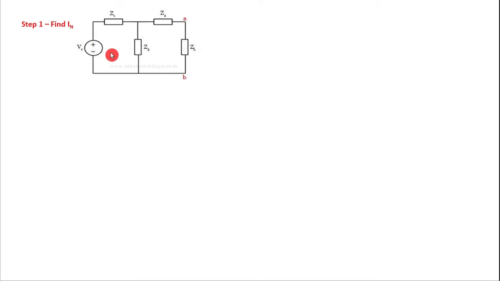So here to solve using Norton's theorem, there are three steps involved. The first step is to find the value of In, right? Let this be the given circuit. So in this circuit there is a voltage source and there are three impedances and there is a load impedance. Okay. So in order to find the value of this Norton current, we have to remove the load resistor or the load impedance and short the terminals with a wire.